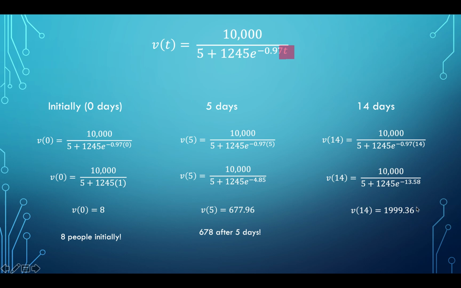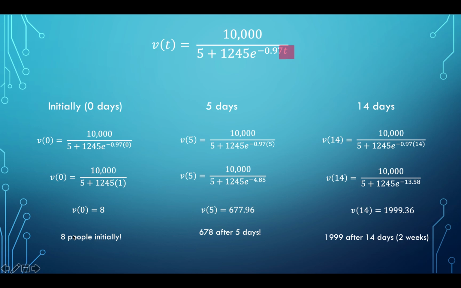Well, remember, because we want to know how many people were sick, we have to round this to the nearest whole number because we can't have 0.36 of a person. So the nearest whole number would be 1,999. So there would be 1,999 people with the chickenpox after 14 days, or 2 weeks.